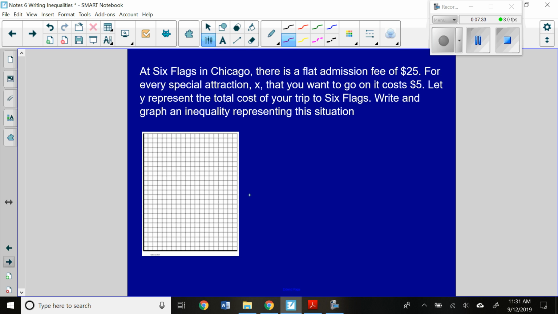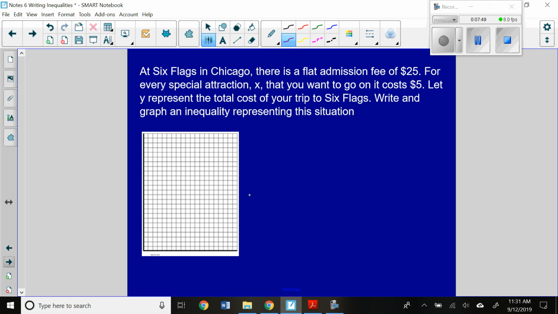All right, and then at Six Flags in Chicago, there's a flat admission fee of $25. For every special attraction that you want to go on, it costs $5. Let Y represent the total cost of your trip to Six Flags. Write and graph an inequality representing this situation.